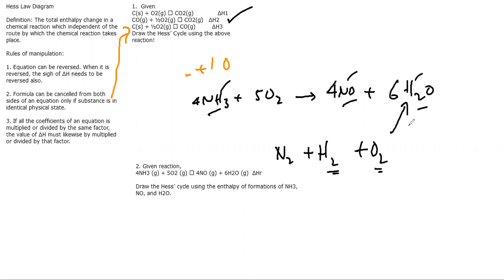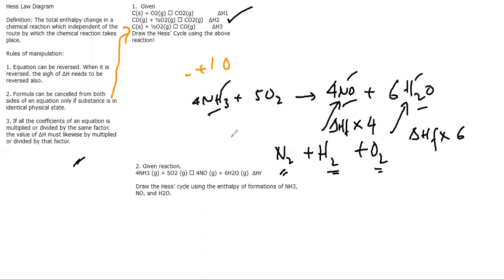Because I have 6 molecules of water, then I need to multiply by 6. It's the method that I already mentioned to you, related to the rule manipulation in number 3. How about NO? It's N2 plus O2 to give 4 NO. So that's why I also multiply this one by 4, delta HF of NO times 4.